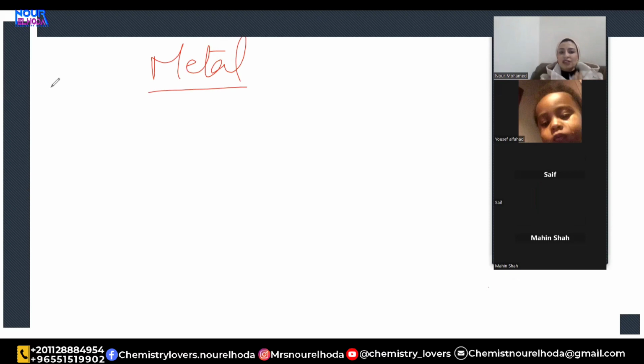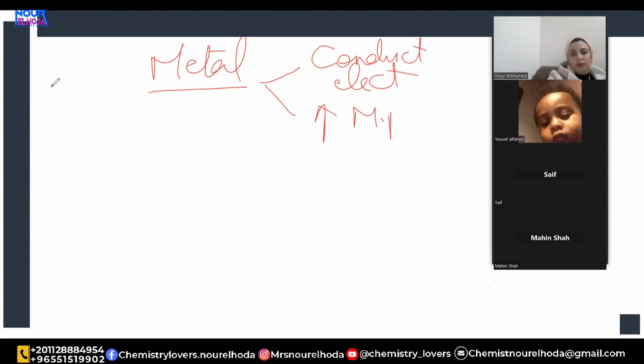I'm going to say that this is a metal if it conducts electricity all the time. If it conducts electricity all the time, it has a high melting and boiling point. Okay, يبقى it conducts electricity all the time, والmelting point or boiling point are high, so this is a metal. طيب, when do I say that this is an ionic bond or ionic compound?